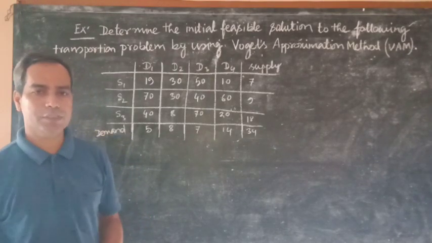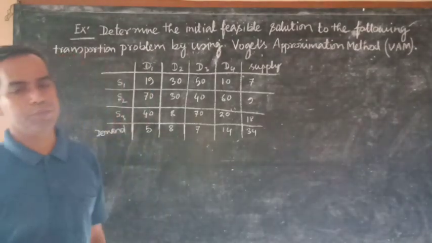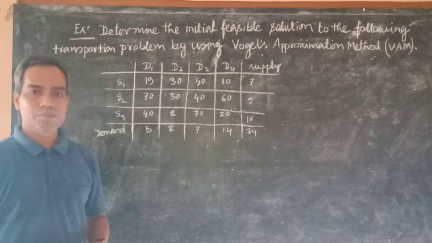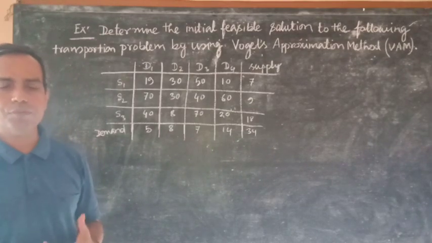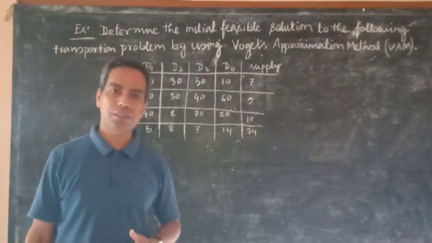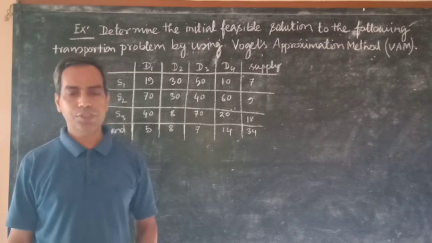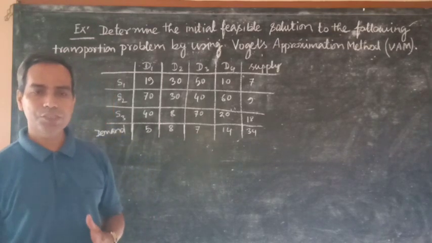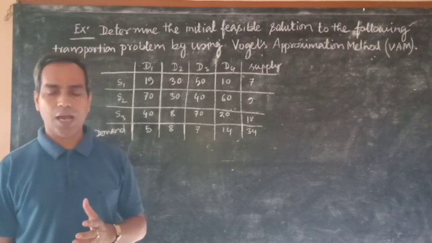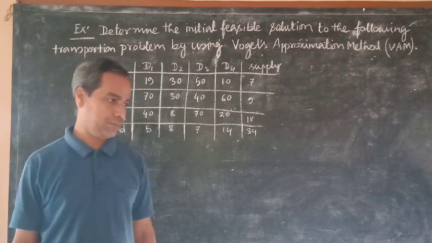Now I will discuss a problem on Vogel's approximation method. Vogel approximation method is used to reduce transportation cost. It gives an initial solution which is either optimal or near to optimal.